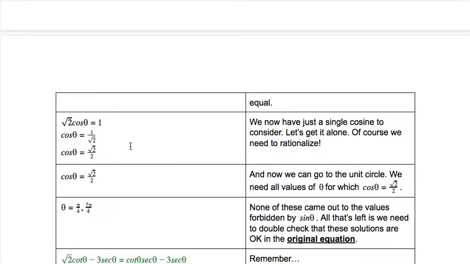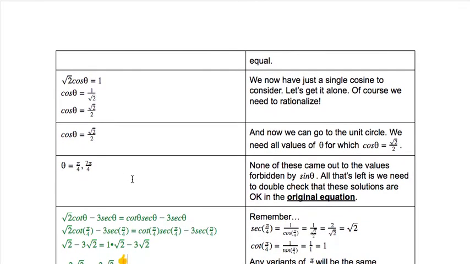So now I just have cosine. Awesome. If I divide both sides by root 2, and then, of course, rationalize, I get cosine theta is root 2 over 2. That seems pretty familiar. I'm going to head to the unit circle and see where theta produces a cosine of root 2 over 2. And that's positive root 2 over 2. Aha, I got pi over 4 and 7 pi over 4.